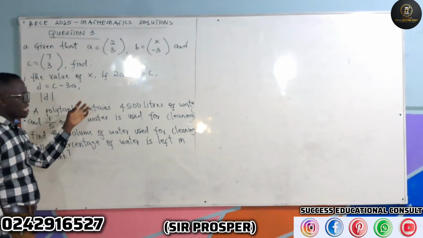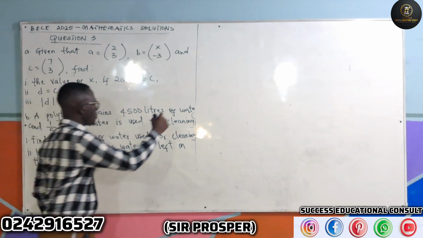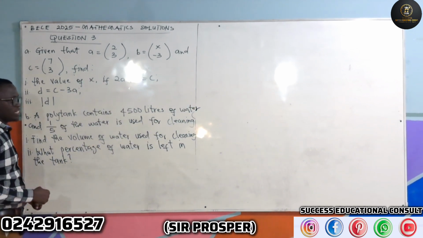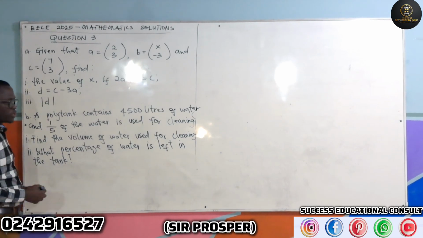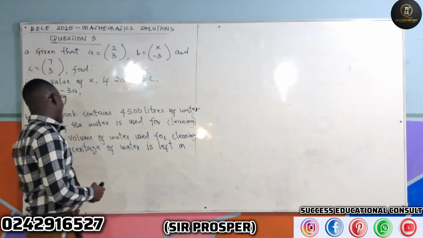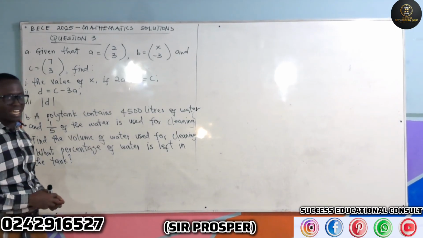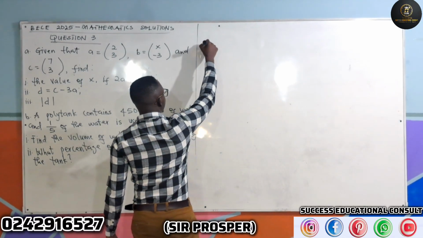A polytank contains 4,500 liters of water, and one phase of the water is used for cleaning. I, find the volume of water used for cleaning. II, what percentage of water is left in the tank? Solution A.